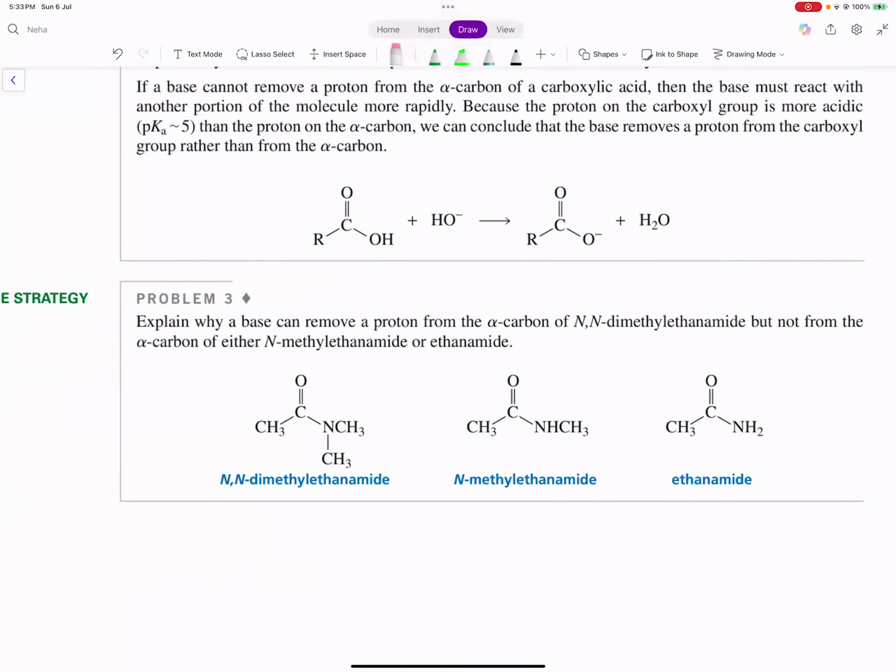Okay, now explain why a base can remove a proton from the alpha carbon of N,N-dimethylethanamide, but not from the alpha carbon of the others. Same reason, right? In the second and third example, the proton will be removed from the nitrogen, right? The hydrogen which is attached to nitrogen will be removed because it is more acidic, right?